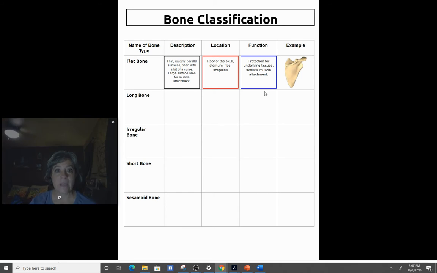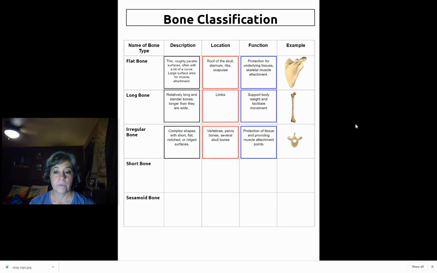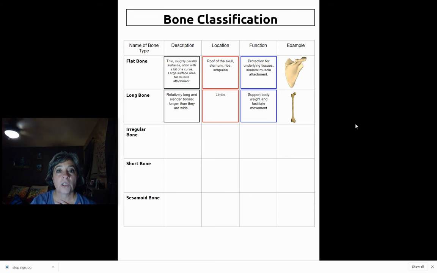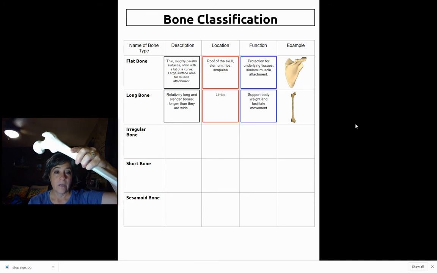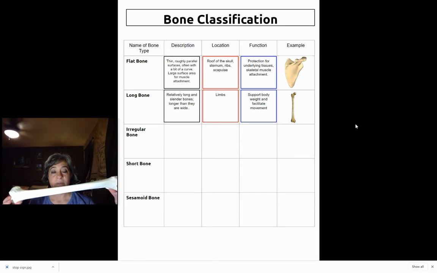The next category is the long bone. Long bone is pretty much what it sounds like. It's a relatively long and slender bone. They are longer than they are wide. That's the key. So this is the femur, the same one in the picture. This is the biggest bone in your body and the longest bone of your body. And you can obviously see it's longer than it is wide.